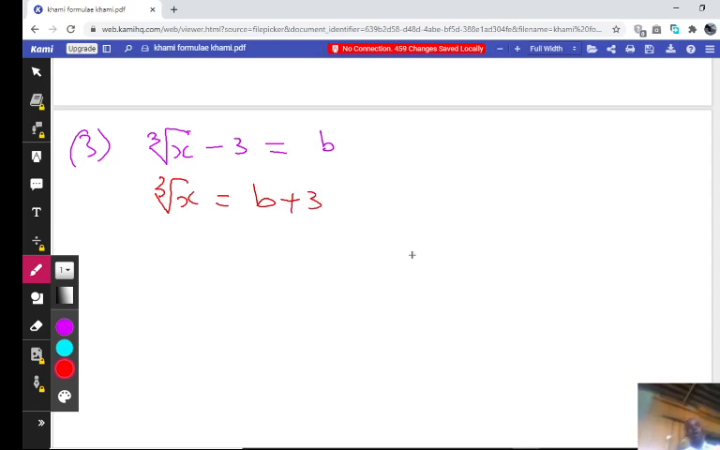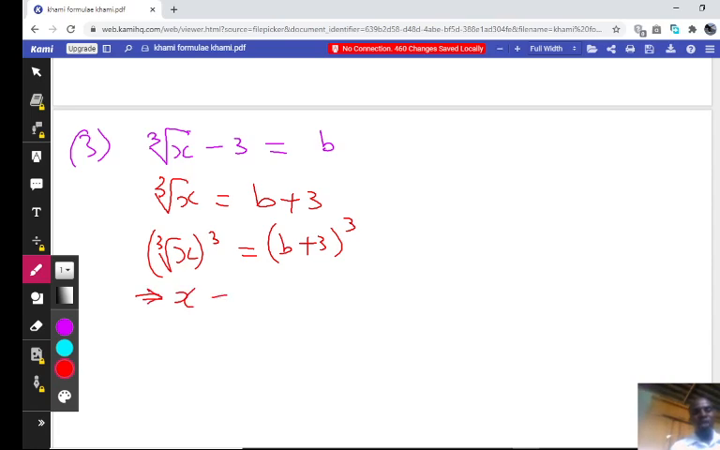Then, you want now to get rid of this cube root. How do you get rid of the cube root? You can apply indices, or when there's a 3, you raise both sides to the power 3. Let me use both ways. To the power 3, like this one. b plus 3 to the power 3. Then cube root of x to the power 3, the answer will be x, the same way that we have done with the square root. So it will be b plus 3 to the power 3.